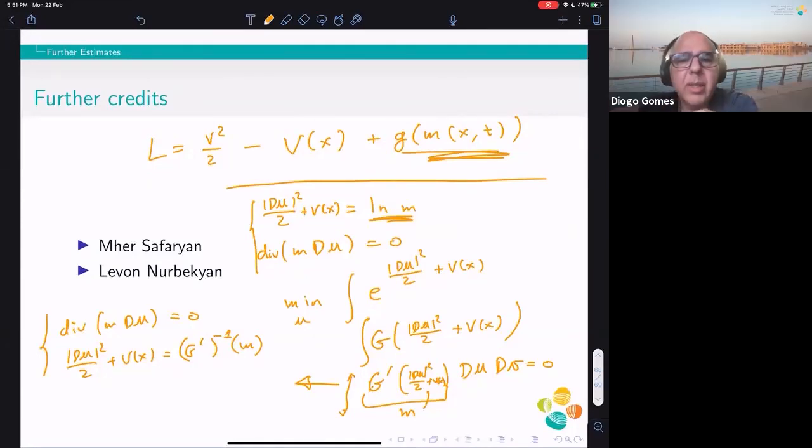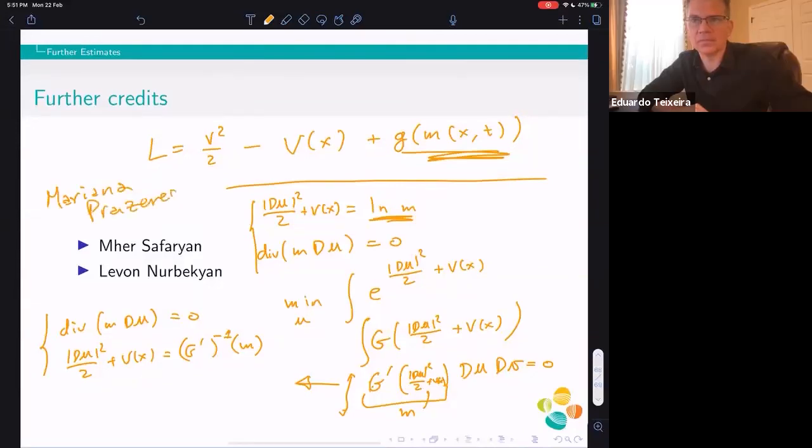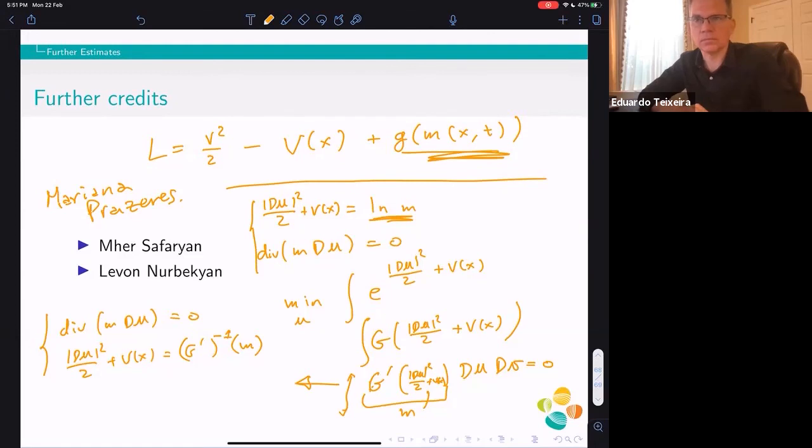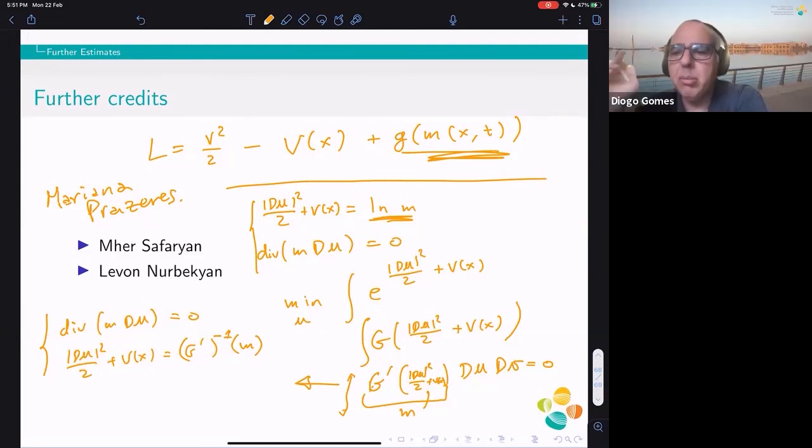There is someone asking whether I have a sample PDE and plot of the solution. Yes, but not at hand. You can look at my papers with Levon and Mariana Prazer, where there is a detailed analysis of one-dimensional models. A number of people did numerics on mean field games, and they probably have better graphics and numerics than me. But if you want a simple model where you can really understand what's going on in mean field games, then maybe this is a good place to start.